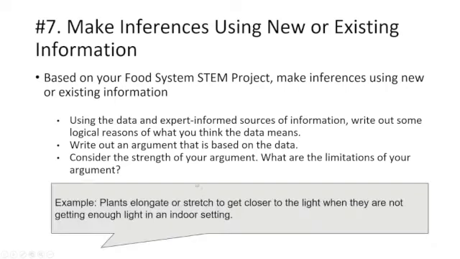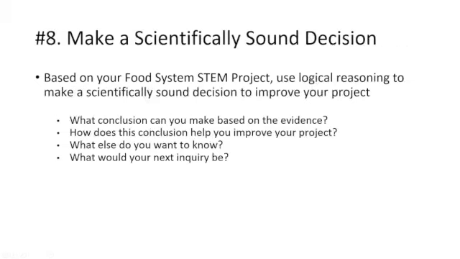The example here is that plants elongate or stretch and get closer to the light when they are not getting enough light in an indoor setting. So here is our inference, and then we would work through that argument, explaining why we think that's the case. We would also think about other tests we would do to confirm that it's not something else causing them to stretch or get taller.